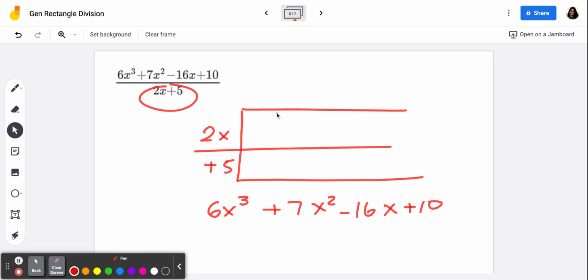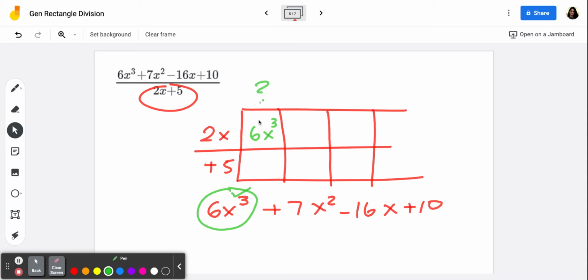Okay, now it's kind of like a puzzle. I want you to think about this as a puzzle rather than try to get frustrated. So 2x, I know this box has to be 6x cubed. I got the 6x cubed from right here. What has to be right here in order for this times the question mark to make 6x cubed? That's the puzzle we're trying to solve right now. What would have to be up there?